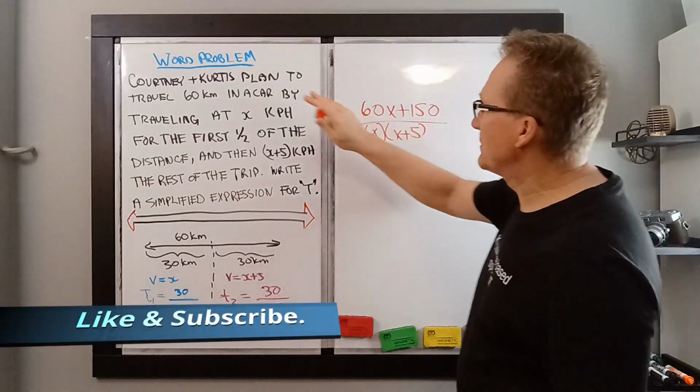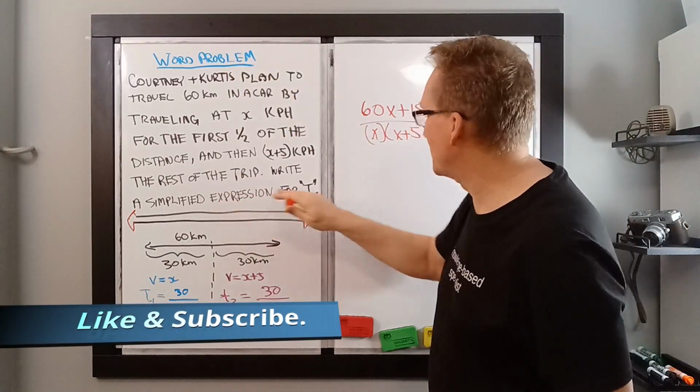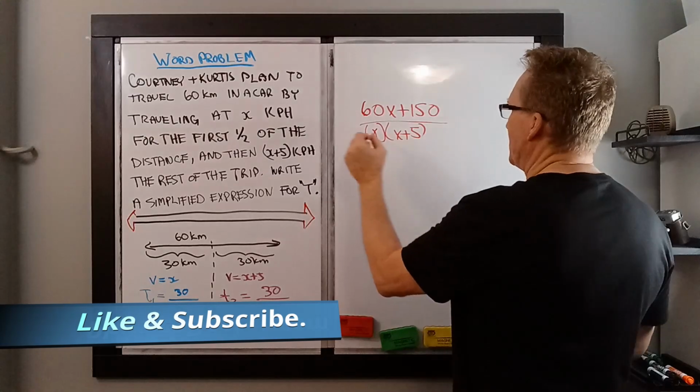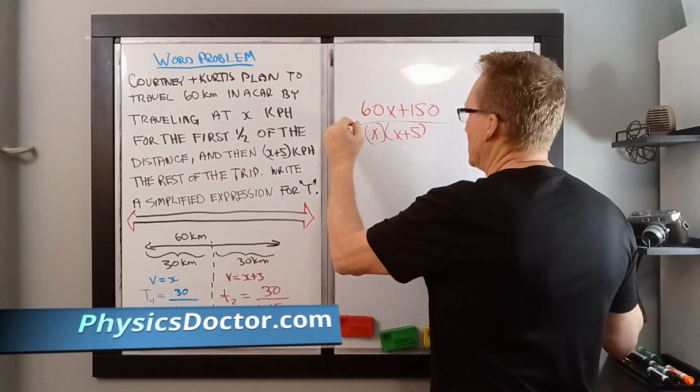Here we have the simplified version of the expression for the total time. I should write a big T in here. Big T is equal to that.